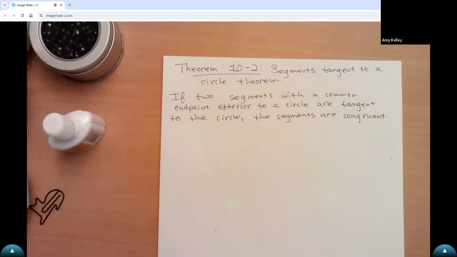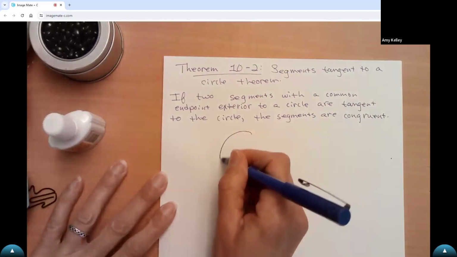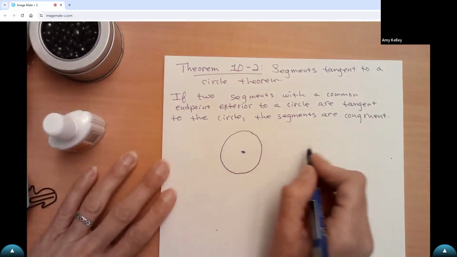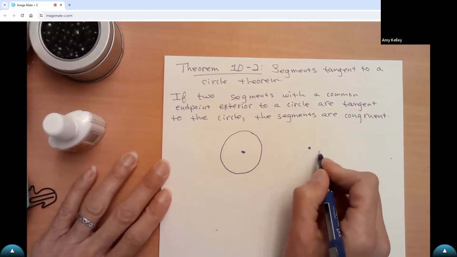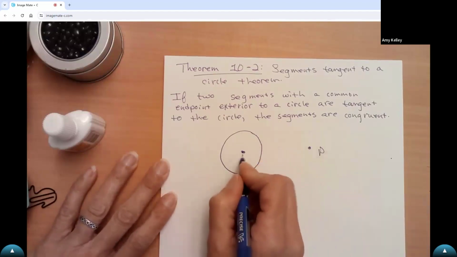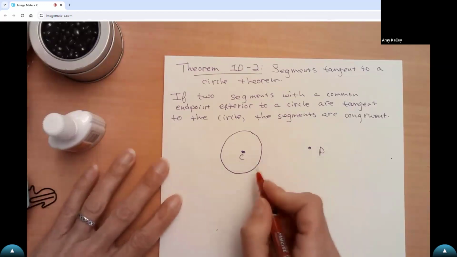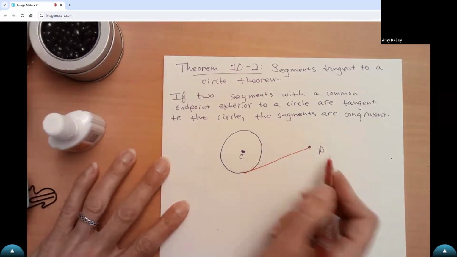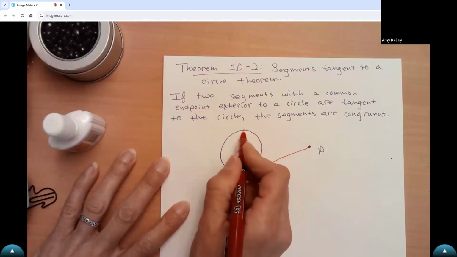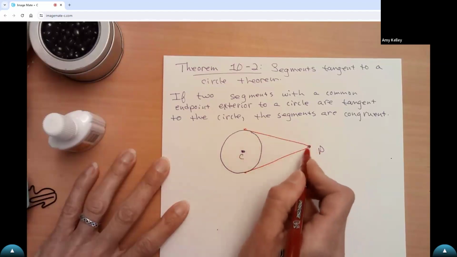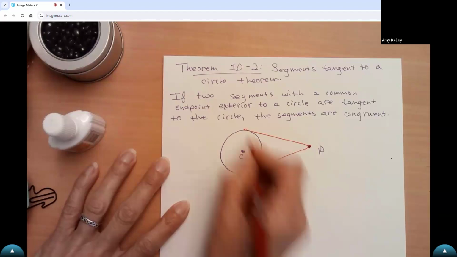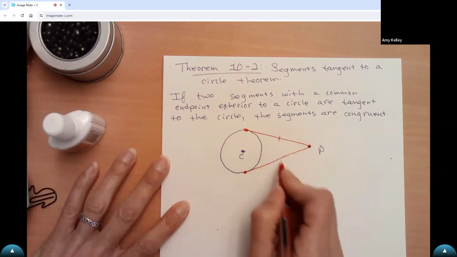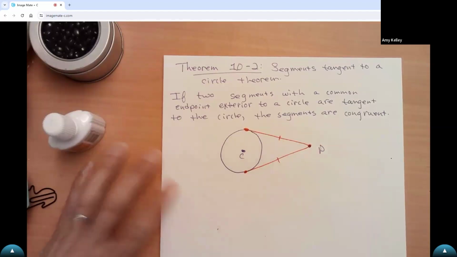According to this theorem, if you have two segments with a common endpoint exterior to a circle that are tangent to the circle, right? So if you have something like this, I'll let this be point P. This will be C, which is my center. And let's say I have these two segments that are exterior to the circle, meeting at this one point. They meet at a point exterior to the circle, and they're tangent, so they each have a point of tangency on the circle. What that means is that these segments will be congruent, or the same length.